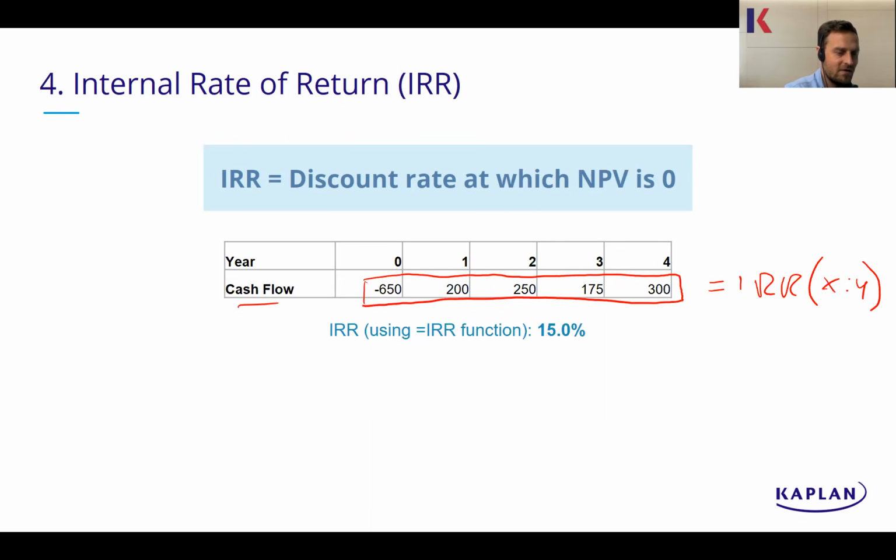And that comes out as 15%. So if you do it again, you can do it in Excel if you want, it does work. So equals IRR, just highlight those cells and it will tell you what the IRR is.